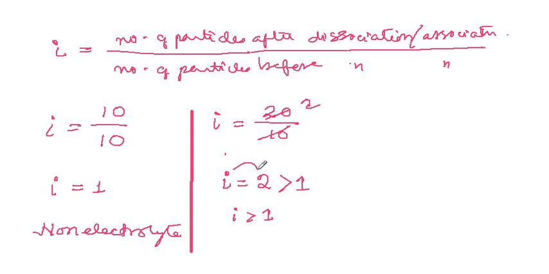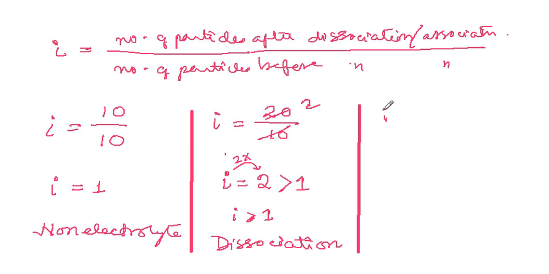Okay, so if the Vant Hoff factor is greater than 1, that means the concentration has increased. It has increased by how many times? By 2 times. So the increase in concentration is because of the dissociation. So for dissociation, the Vant Hoff factor is always greater than 1.